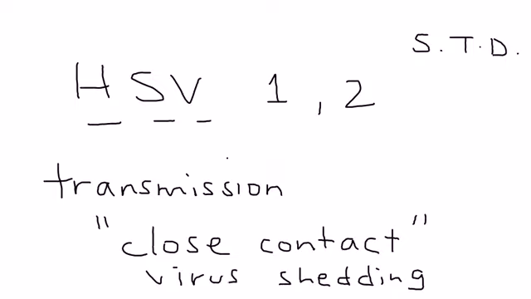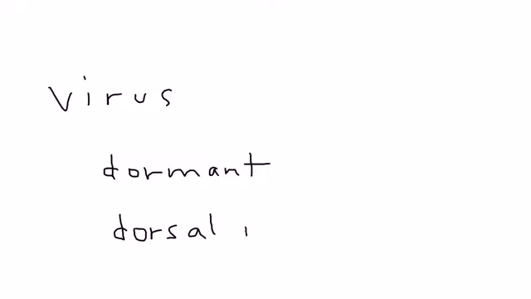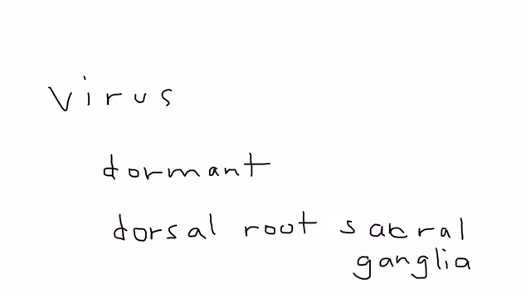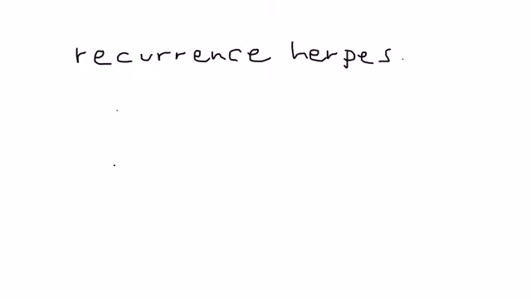Now, what's important about this virus that is rather sad and unfortunate is that it lays dormant in the nerves, in particular the dorsal root ganglia, dorsal root sacral ganglia. What can happen is that this virus can then be reactivated because of some triggers. So periodically you can get a recurrence of herpes, and here are some of the reasons.